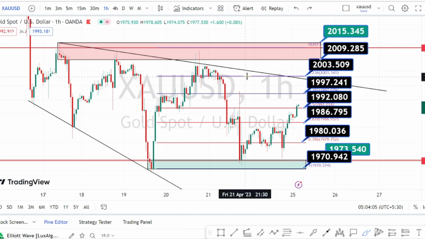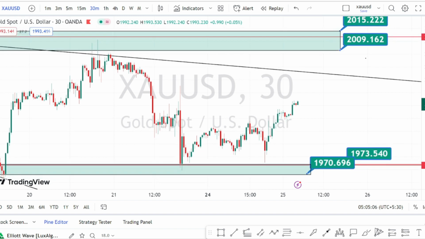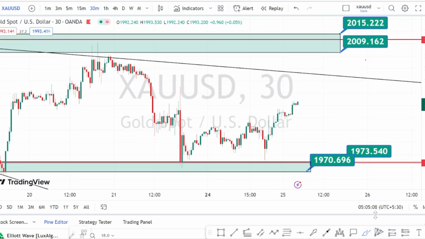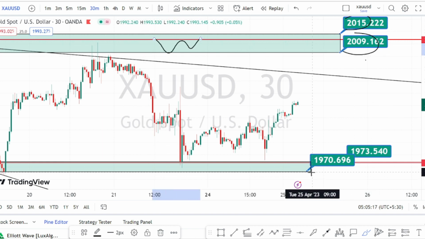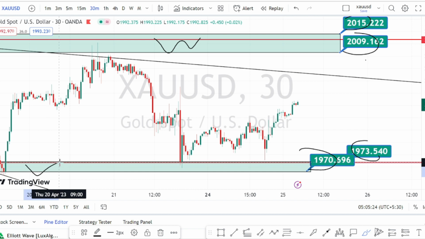Let us look at the price action for 30 minutes time frame. From the higher time frame price action, we know that the zone between 2015 to 2009 is acting as a very strong resistance zone, and the zone between 1970 to 1973 is acting as a very strong support zone for the current price action.